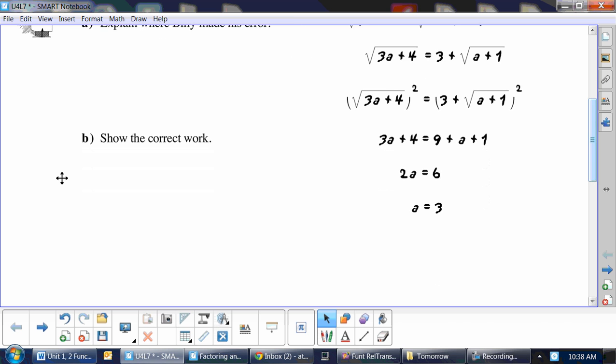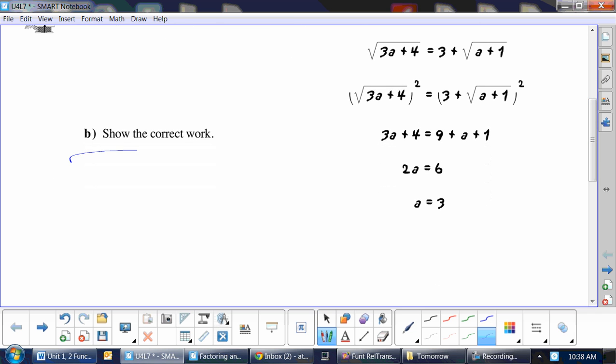It's square root 3a plus 4 minus square root a plus 1 equals 3. Now it says isolate the radical. Well, there's two of them, so I can only do one at a time. I will always isolate the uglier one. Okay, so this will be 3a plus 4 equals.